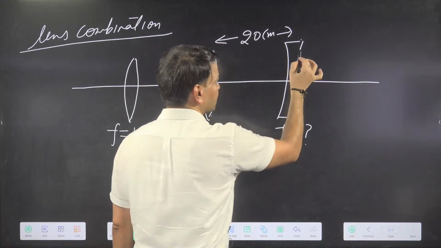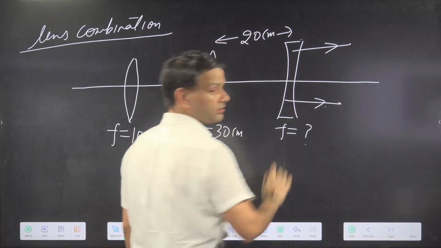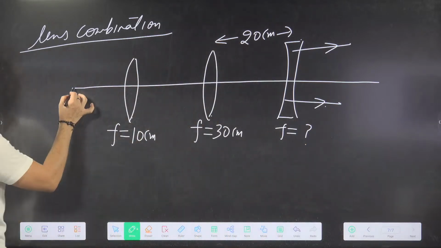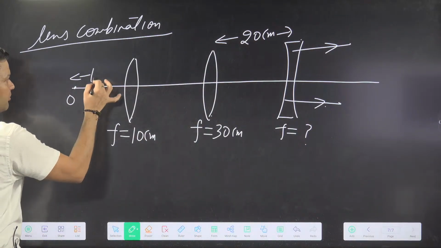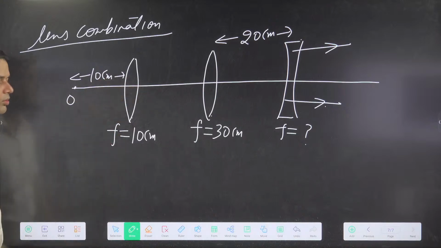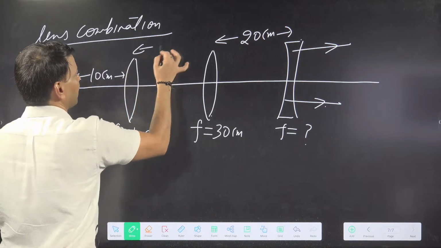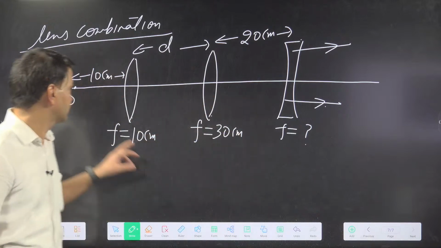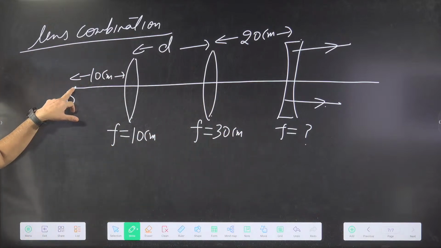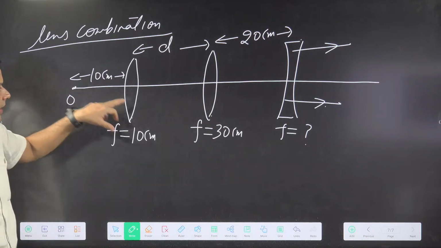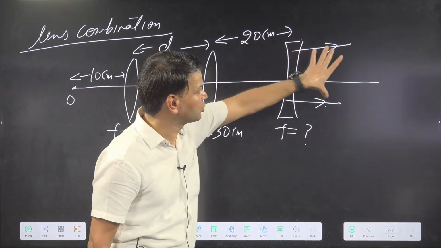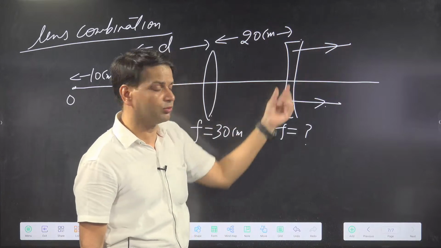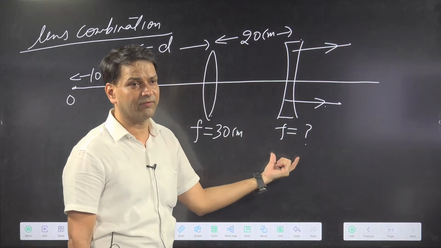I am asking for its focal length if the light ray is going parallel to this. Here the object distance I put at 10 centimeter. Here the distance I have not given; this distance I am asking also. So suppose I have two convex lenses and one concave lens, the object is placed at a distance of 10 centimeter, and the final ray is going parallel to the principal axis. What is the focal length of the concave lens?